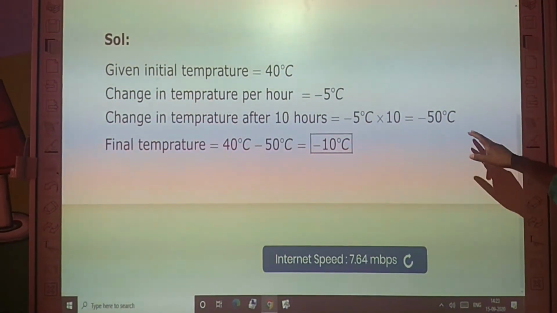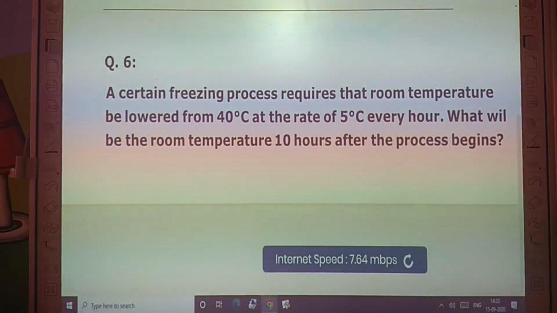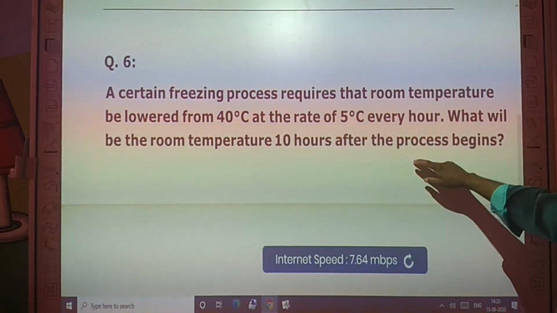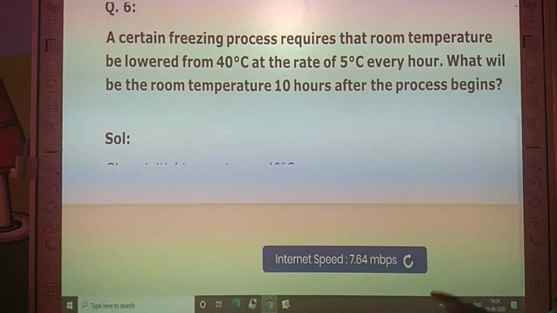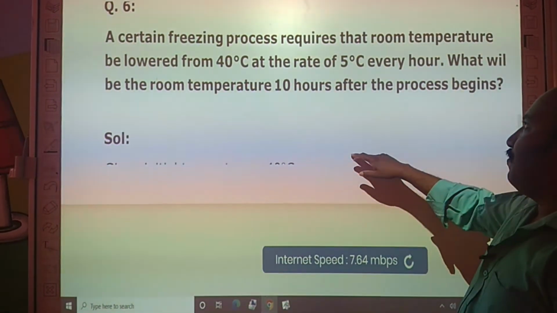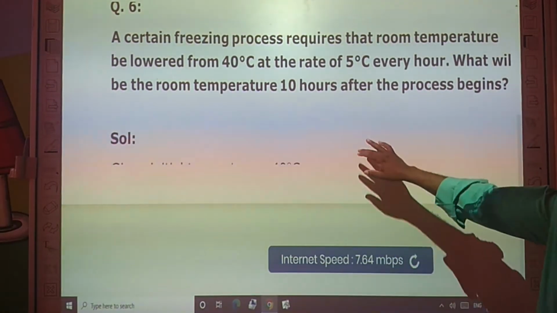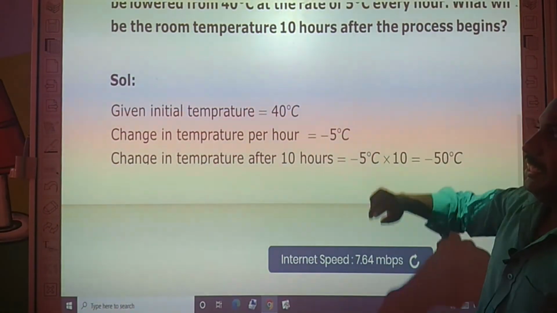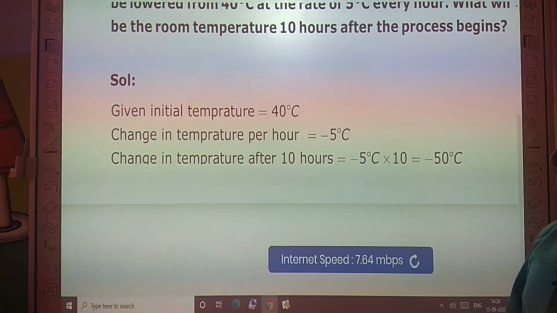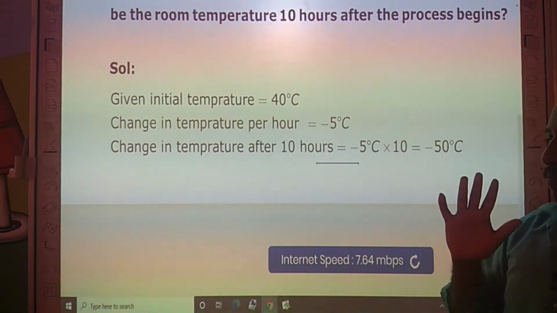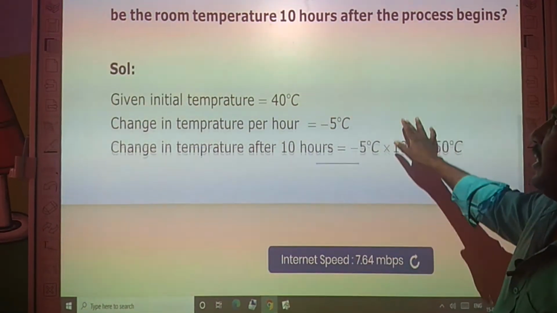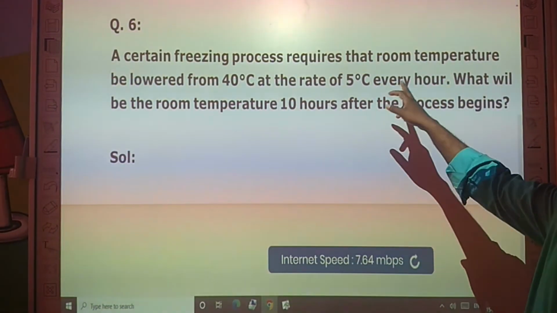Question number 6. A certain freezing process requires the room temperature to be lowered from 40 degrees Celsius at the rate of 5 degrees Celsius every hour. What will be the room temperature 10 hours after the processing begins? That means the given initial temperature is 40 degrees Celsius, and the change in temperature per hour is minus 5 degrees Celsius.